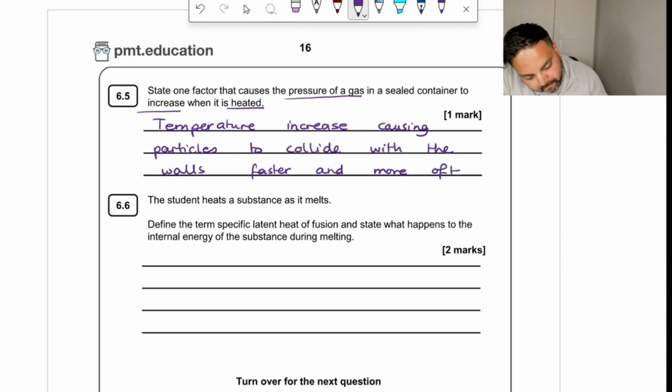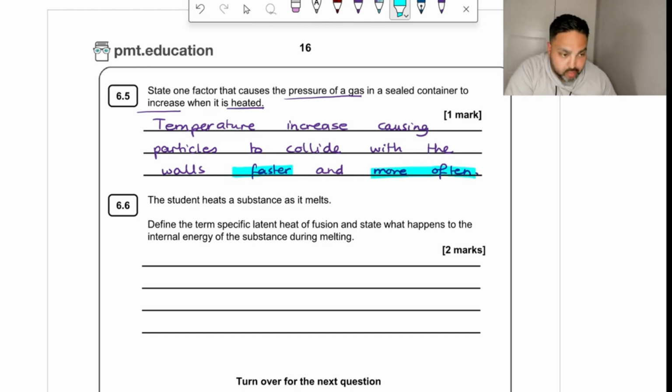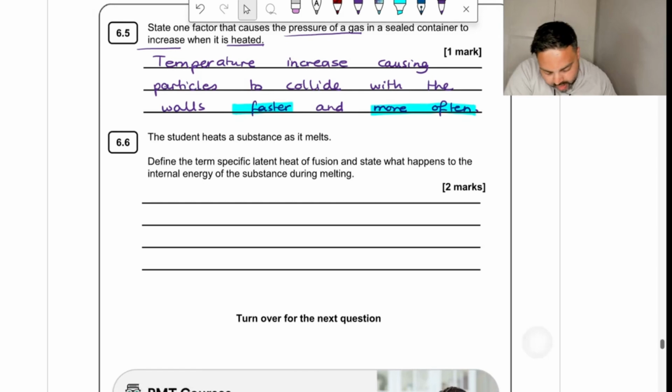Two things: they collide faster and they collide more often. People always forget the more often bit. Last one then. A student heats a substance as it melts. Define the term specific latent heat of fusion.